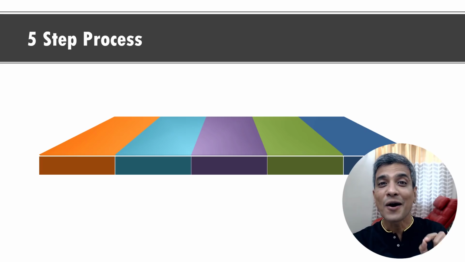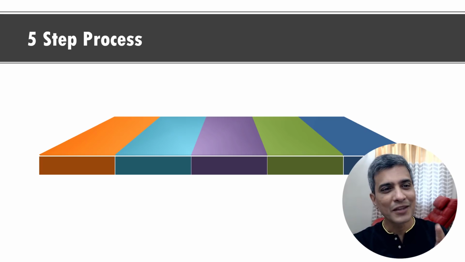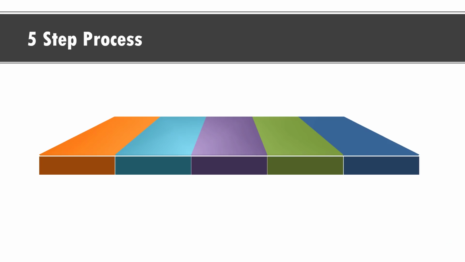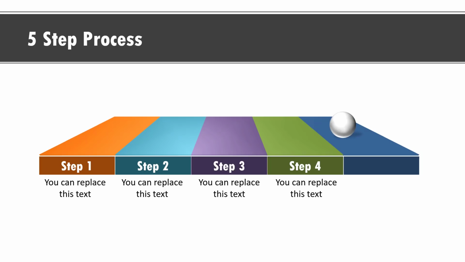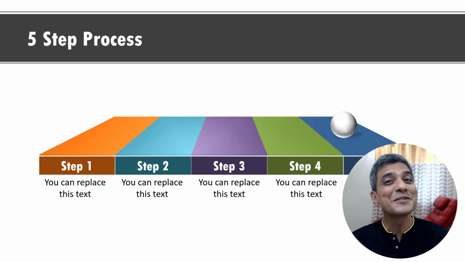Today we will learn how to create a beautiful diagram that looks like this. This is a 5-step process. On a click, I draw the viewer's attention to the first step in the process. I finish my explanation. Then I move the attention to step 2, then to step 3, then to step 4, and finally to step 5. Isn't this beautiful? I'll show you how to create this diagram from scratch.